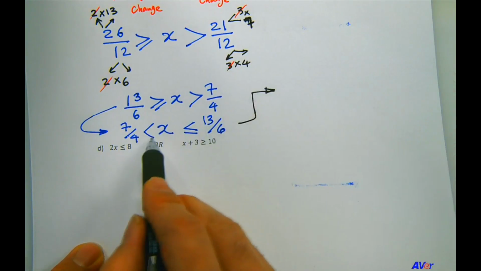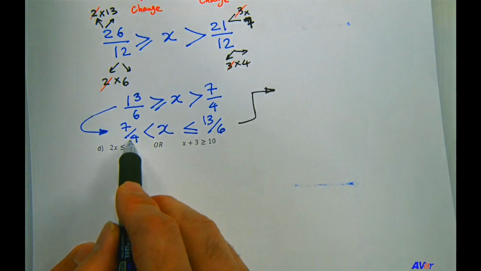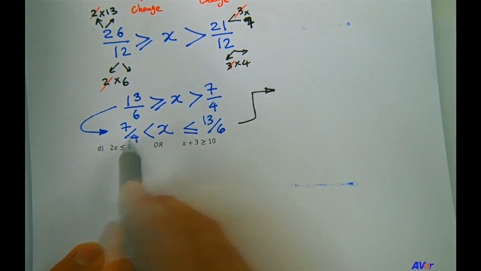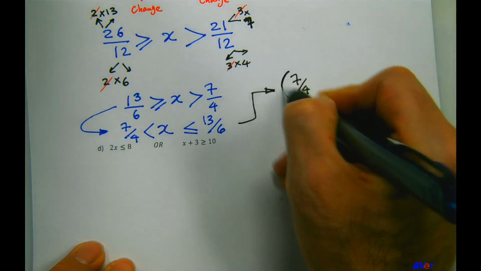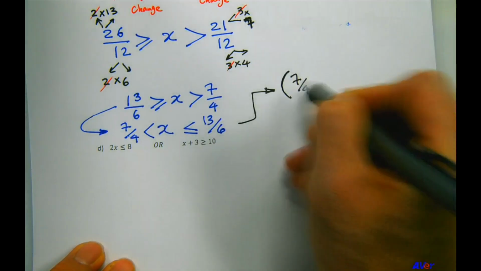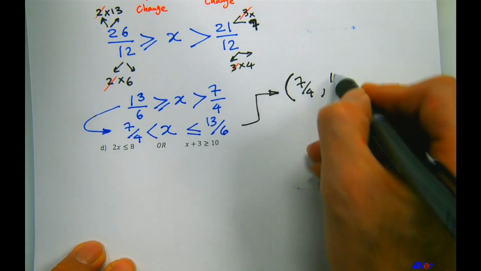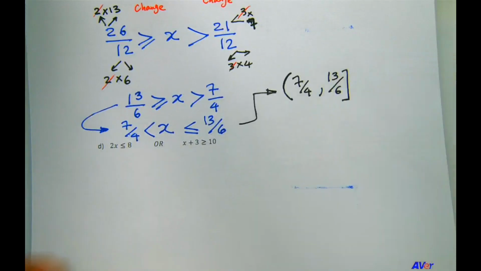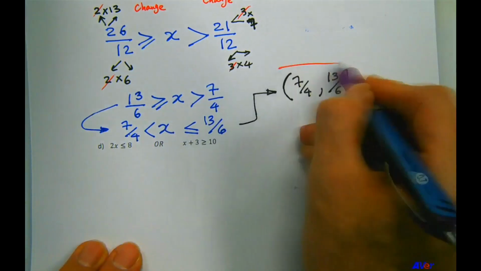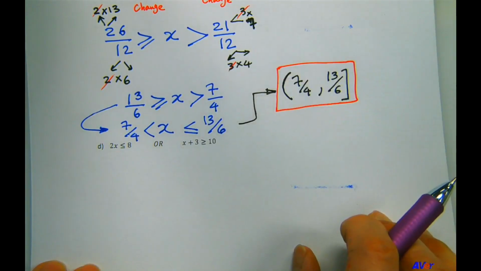Okay, so let's write the answer using interval notation. Notice on this side we have a strict inequality, so that means 7 over 4 is not part of the solution. So 7 over 4 gets a parenthesis next to it. That's how we show it using interval notation. But 13 over 6 is part of the solution, so 13 over 6 gets a bracket. So this is our solution.